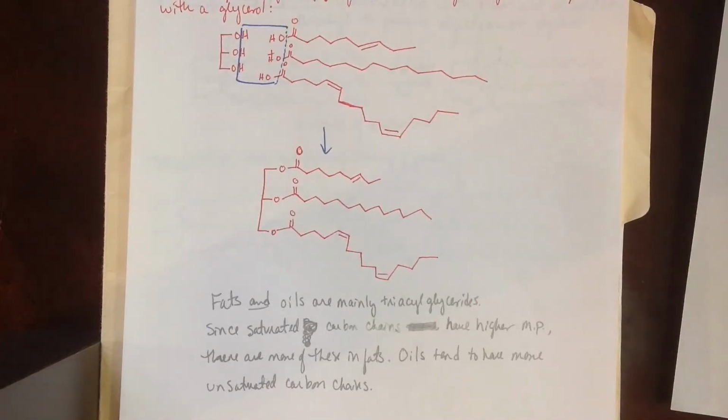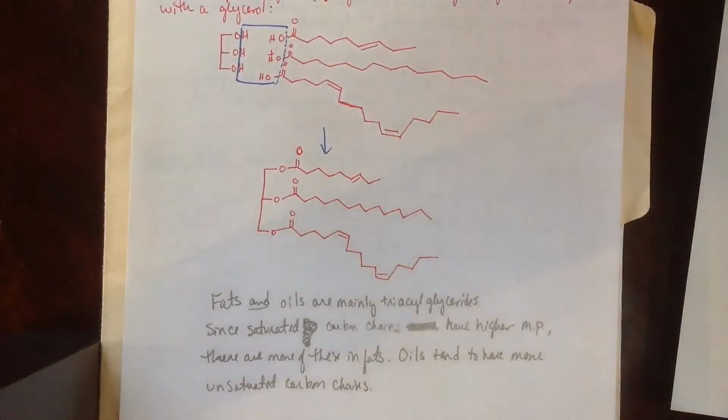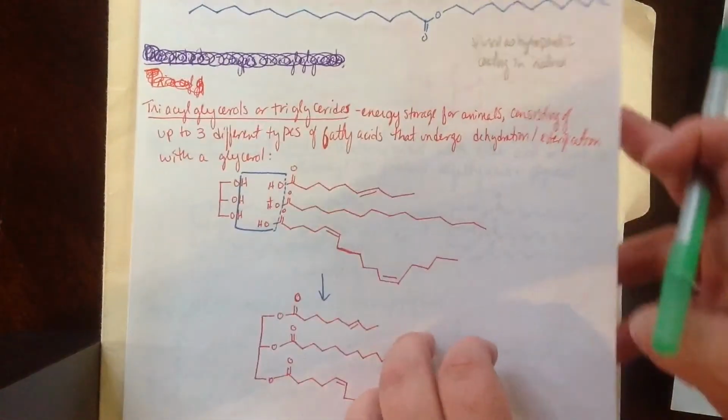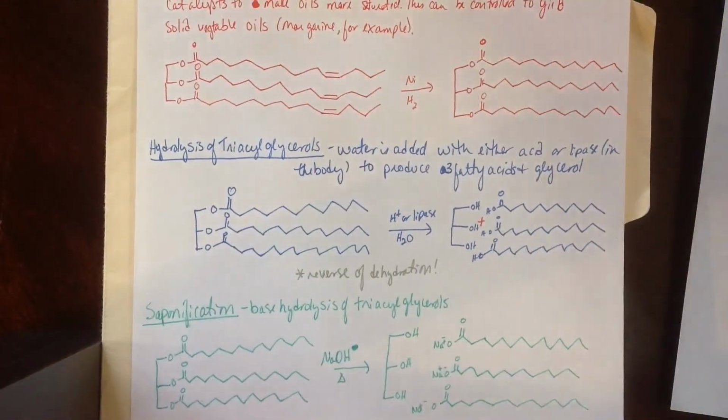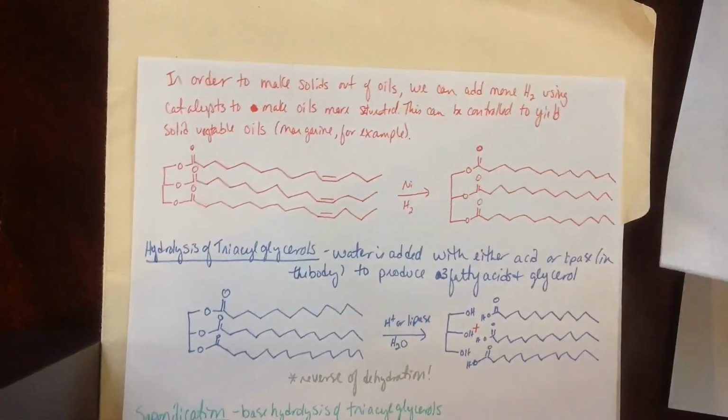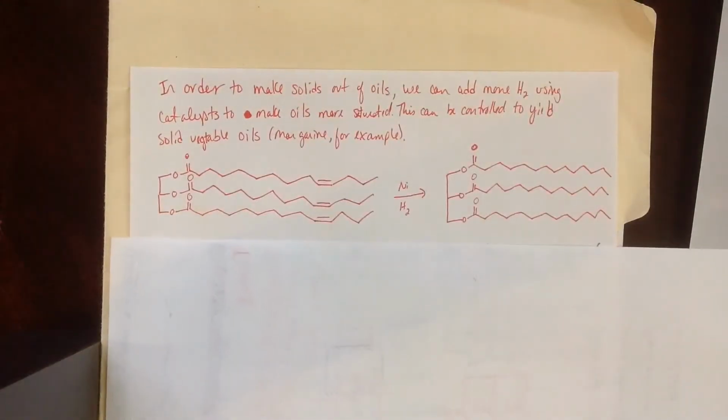If you did that with an oil, because it's more unsaturated and smaller typically, that would be liquid a long time before fats would, like animal fats and stuff. Oils tend to have much more unsaturated carbon chains, and that's the reason why they're more liquid at room temperature.